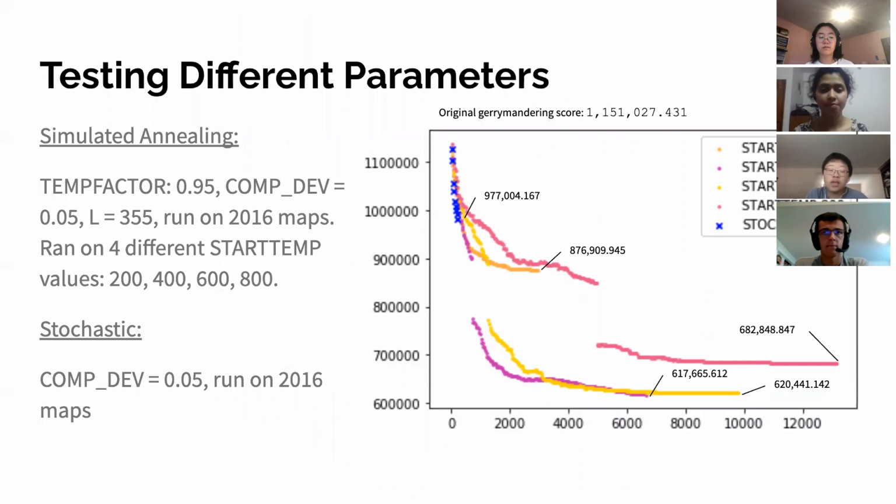So we tested different parameters for our simulated annealing algorithm, mainly temp factor and start temp. In one try, we kept temp factor constant and changed the value of start temp. And we found that a start temp of around 400 did the best, but a start temp of 600 did around the same as well. However, do note that the runtime increases considerably when we increase the start temp.